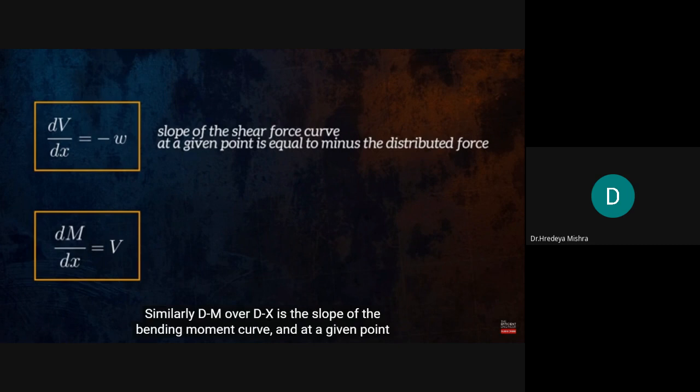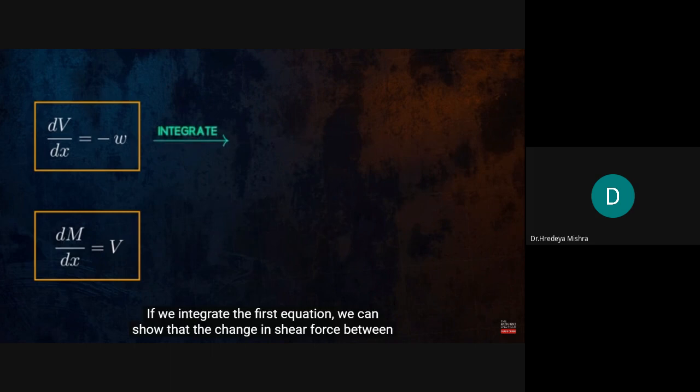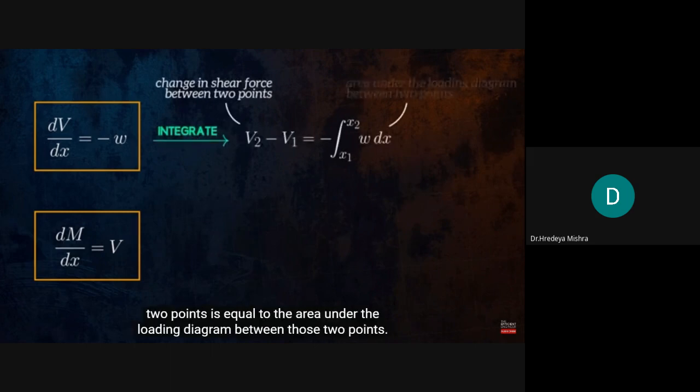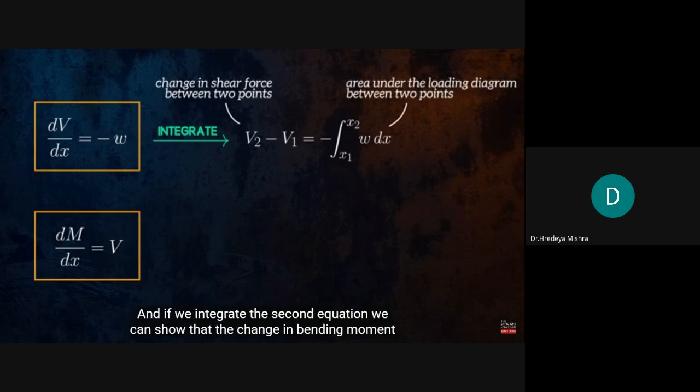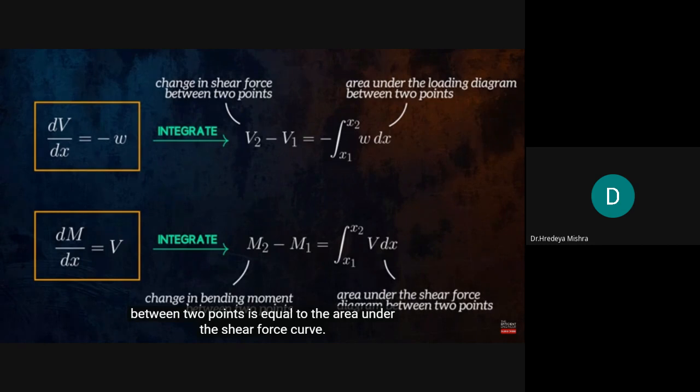Similarly, dM over dx is the slope of the bending moment curve, and at a given point, it is equal to the shear force. If we integrate the first equation, we can show that the change in shear force between 2 points is equal to the area under the loading diagram between those 2 points. And if we integrate the second equation, we can show that the change in bending moment between 2 points is equal to the area under the shear force curve.